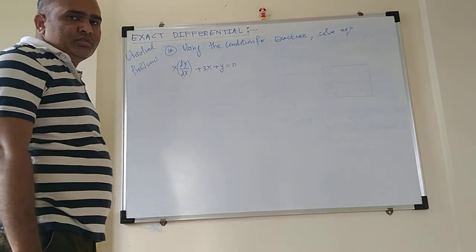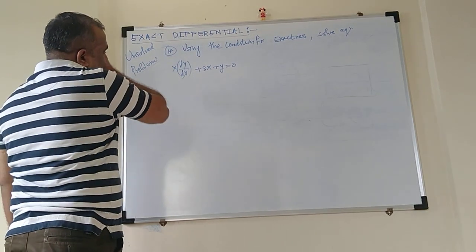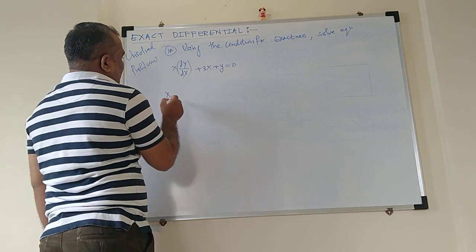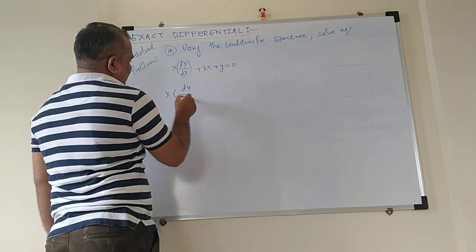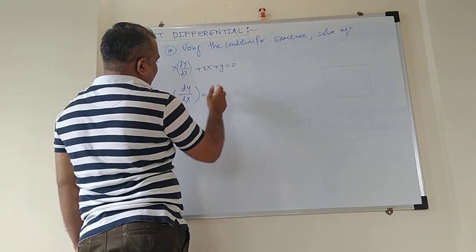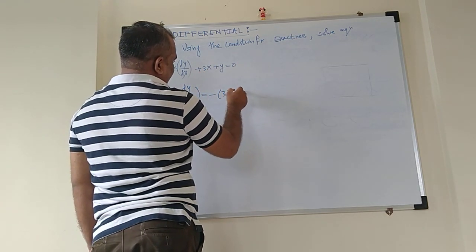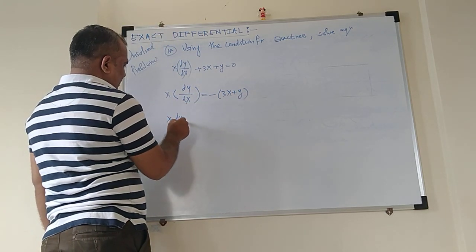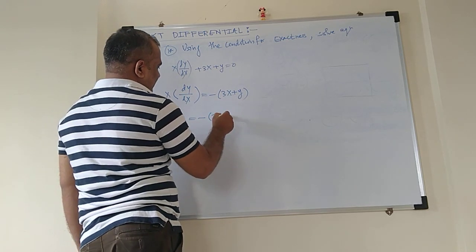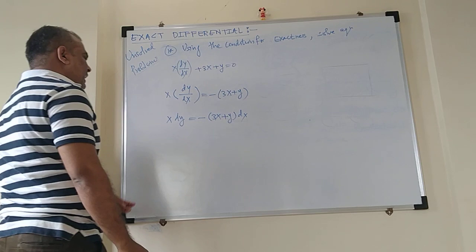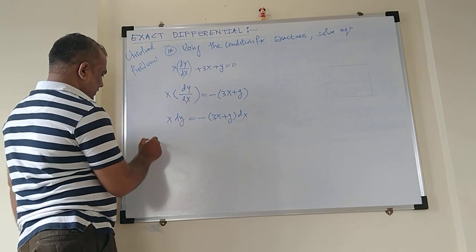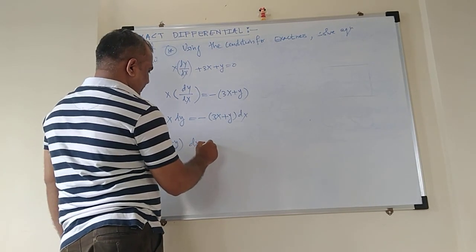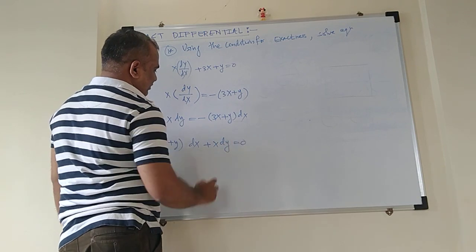Let us write this equation in terms of m dx plus n dy. In this case, you should simplify this. x into dy by dx is equals to, let us shift this to the other side, you will get minus (3x plus y), and then shift this dx to the other side. So x dy is equals to minus (3x plus y) into dx, and let us again shift to the other side. So you will get (3x plus y) into dx plus x into dy is equals to 0.